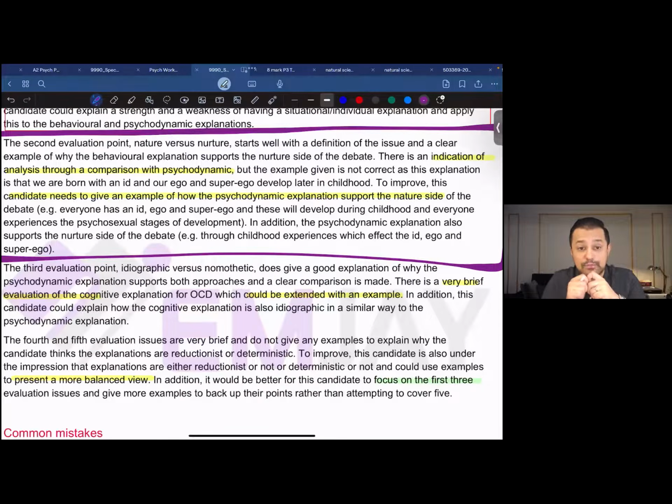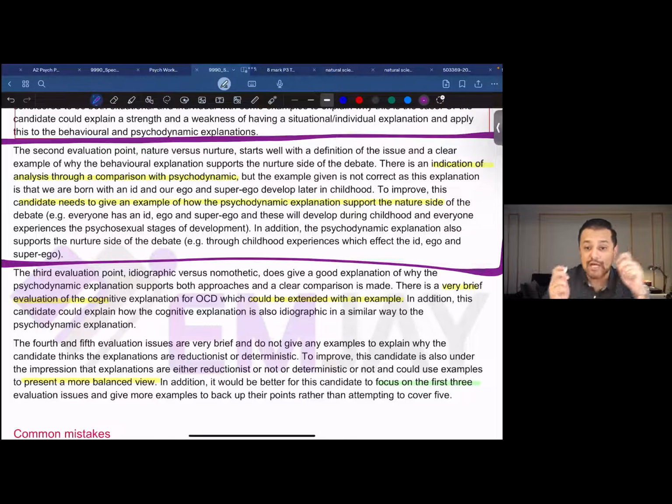Okay, so the second evaluation point, nature versus nurture, starts well with the definition of the issue and a clear example of why the behavioral explanation supports the nurture side of the debate. This is an indication of analysis through a comparison with psychodynamic. But the example given is not correct, as this explanation is that we're born with an id, and our ego and superego develop later in childhood, right? Now, id, ego, superego. The psychodynamic explanation, Freud, right? I hope you all remember this.